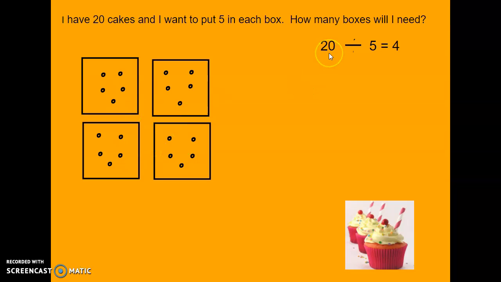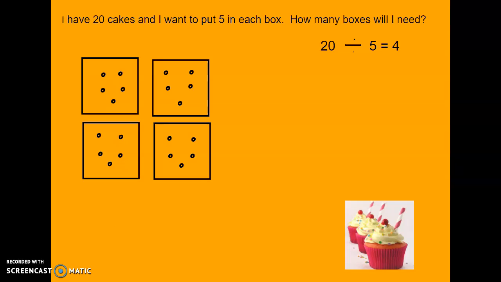So my number sentence is 20 divided by 5. Okay, because I've put them into groups of 5. And the answer is 4 because there are 4 groups. I need 4 boxes to put the 20 cakes in. So that's my answer.